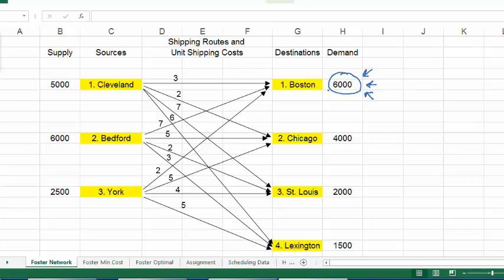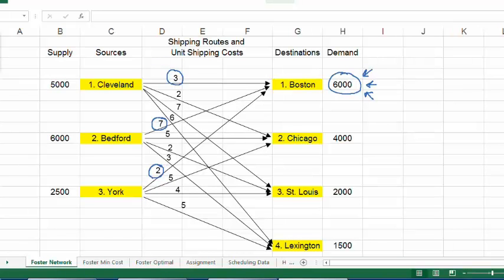each place to Boston. To ship 1 unit from Cleveland to Boston costs $3, from Bedford to Boston costs $7, and from York to Boston costs $2. We want to minimize the cost, so which of the 3 plants would we choose? York. Right, from York, because it's $2, that's the cheapest cost. So we want to send stuff from York to Boston.